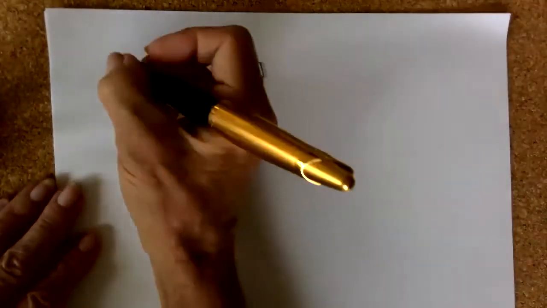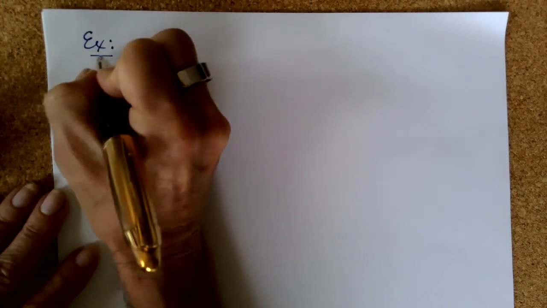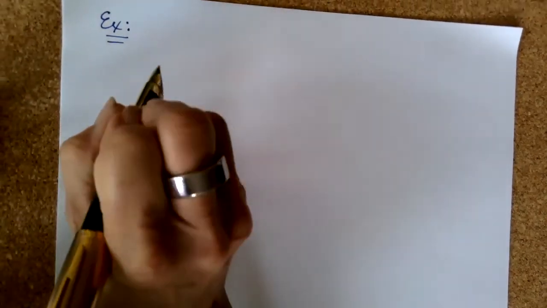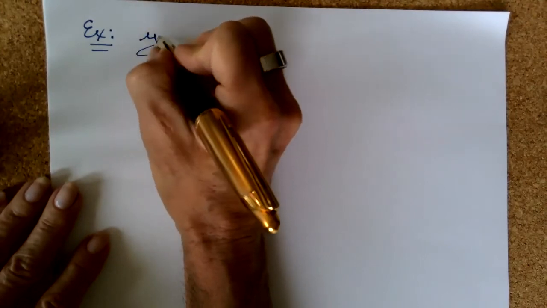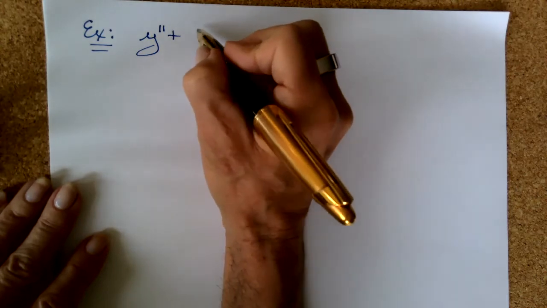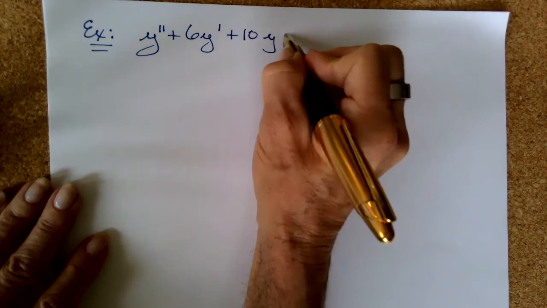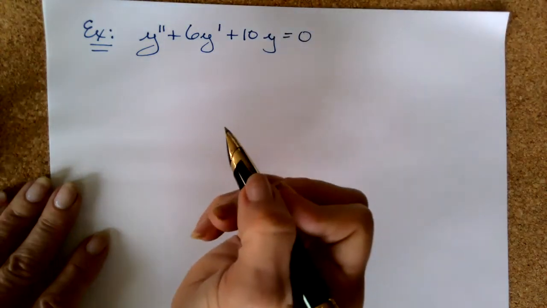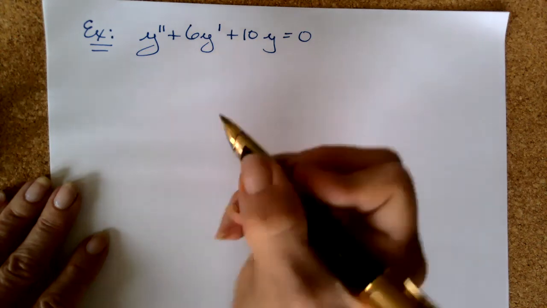Okay, so let's add an example of the kind of equation we've been talking about. So for example, let's look at y'' + 6y' + 10y = 0. Okay, that's a second order constant coefficient homogeneous equation. So we can use this method.